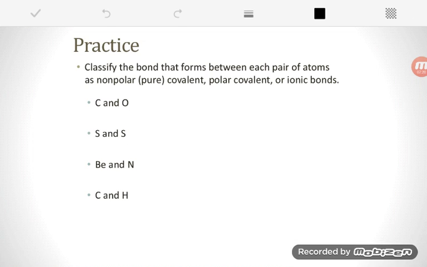Next one we have here is beryllium and nitrogen. Beryllium is a metal. Nitrogen is a nonmetal. So automatically we know that's ionic. We can stop there. Don't have to do anything else. Last example, we have carbon and hydrogen. Again, nonmetal and nonmetal, so we know it's covalent. And it's one of those two special scenarios I ask you to remember. It's a carbon and hydrogen combination, so it's going to be nonpolar.